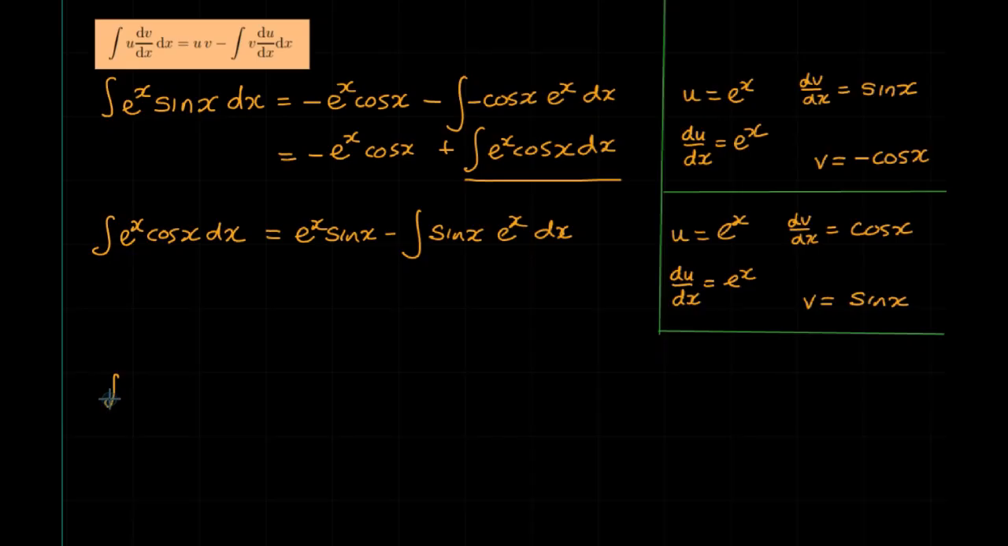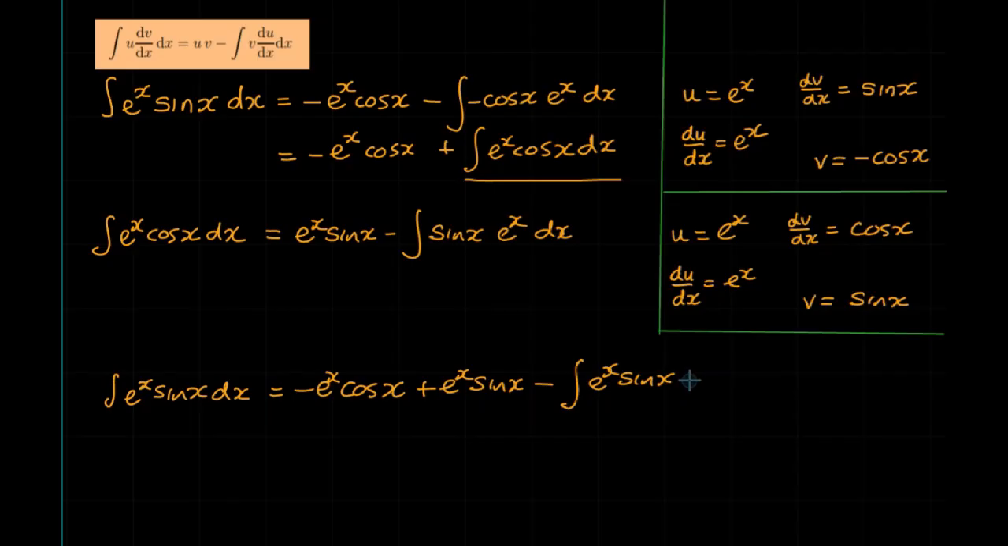Okay, so when we look at e to the x sine x, then let's evaluate that. So I'll just come under the box. So the integral of e to the x sine x dx must equal, let's look at this, minus e to the x cos x plus this integral, which is e to the x sine x minus the integral of e to the x sine x dx. Now you'll notice that I've got the integral of e to the x sine x on this side, and I've got minus the integral of e to the x sine x on that side.